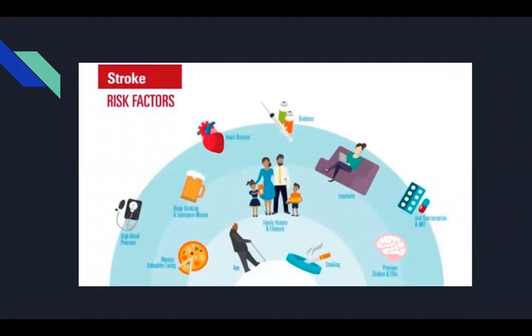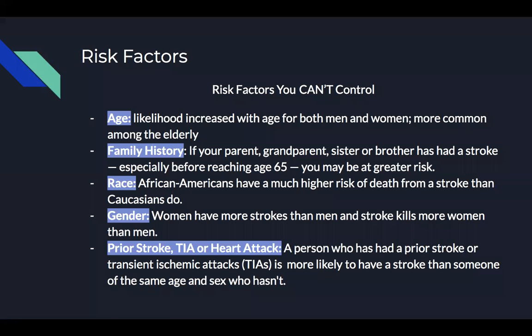All right, so now we're going to talk about some stroke risk factors. Risk factors that you can't control would be age. The likelihood increases with age for both men and women, more common among the elderly, but a lot of people under 65 also have strokes, even babies and children. Family history: if your parent, grandparent, sister, or brother has had a stroke, especially before reaching 65, you may be at a greater risk for getting a stroke.